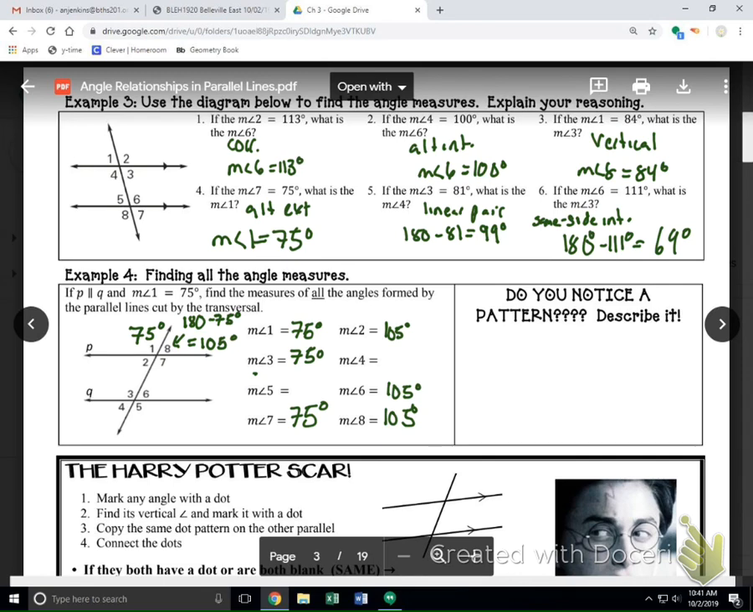Alternate exterior, yep. And we know that that means that this is 75 degrees. And then angle 4 and angle 8 are also alternate exterior, which makes this one 105 degrees. Do you have any questions so far?